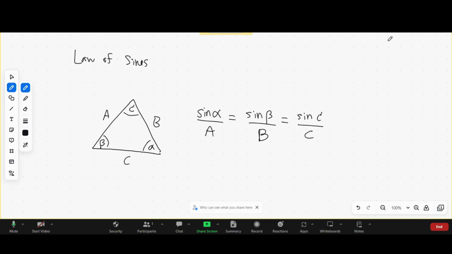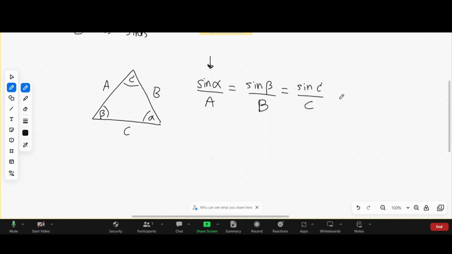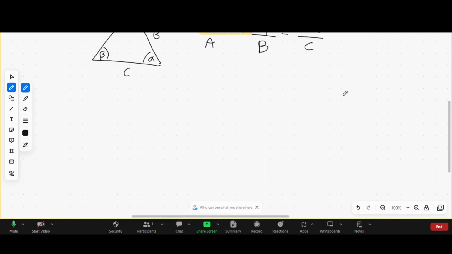And what's really useful about this is if you have one of these pairs, say we have just a triangle with alpha and A, we can figure out the information for the entire rest of the triangle just based on that and one other piece of information, no matter what that information is. So let's look at a quick example. We're going to say that we have a triangle here, and we're given an angle measure of 40 degrees, a side length of 6, and a side length of 8.